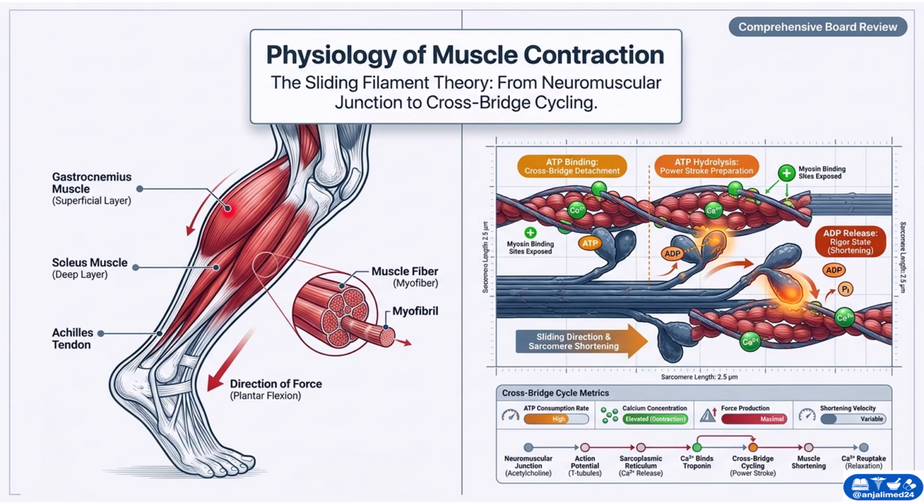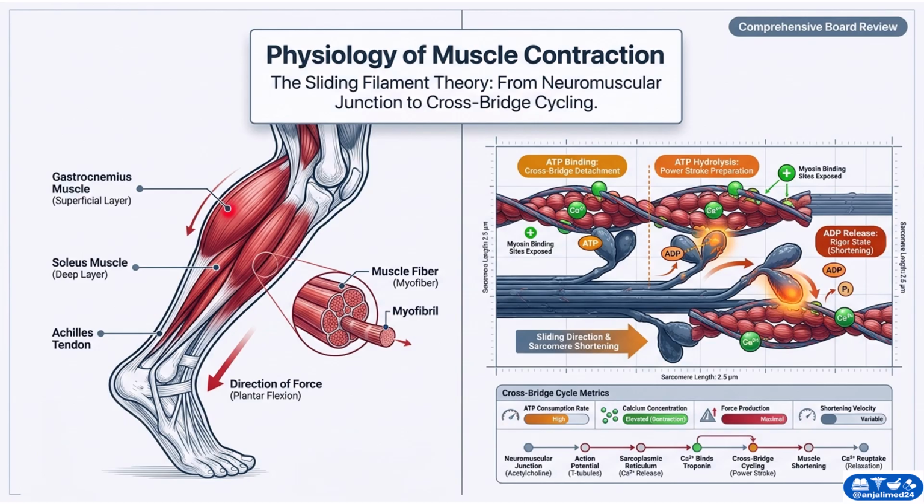After the power stroke, a new ATP molecule binds to the myosin head, causing the detachment of the cross bridge. ATP is then hydrolyzed into ADP and phosphate, re-energizing the myosin head and preparing it for another cycle. This repetitive process is called cross-bridge cycling. As long as calcium and ATP remain available, the cycle continues, leading to sustained muscle contraction.